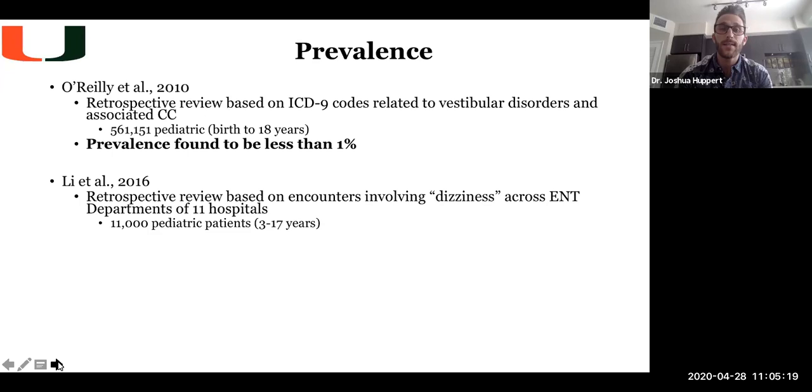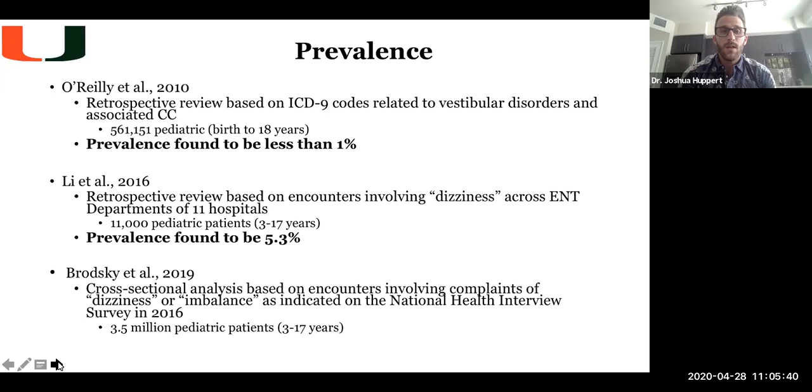And that encompassed about 11,000 pediatric patients, 3 to 17. Now, they found the prevalence to be about 5.3%. The benefit here was that they went a little bit more general with dizziness as sort of a chief complaint or as sort of an encounter. Again, they found it to be a little bit higher.